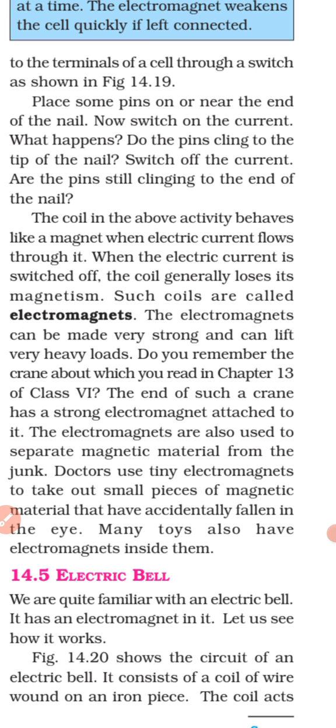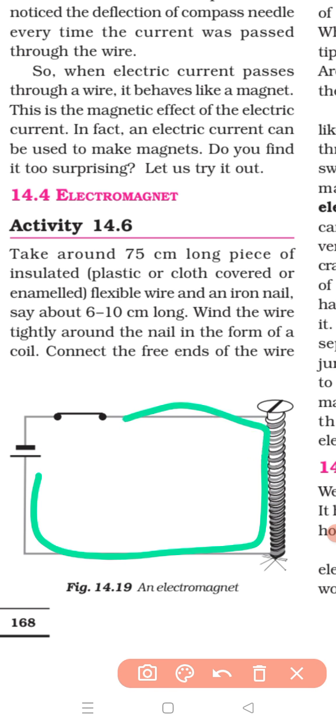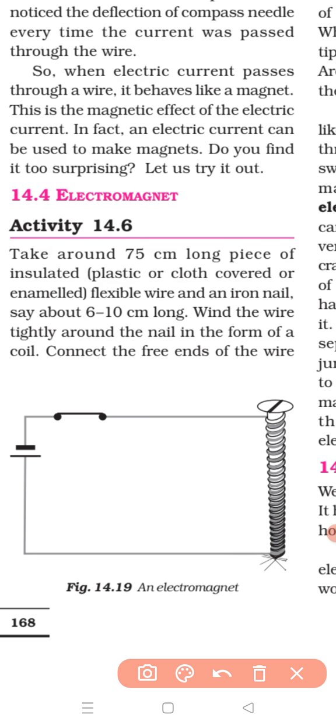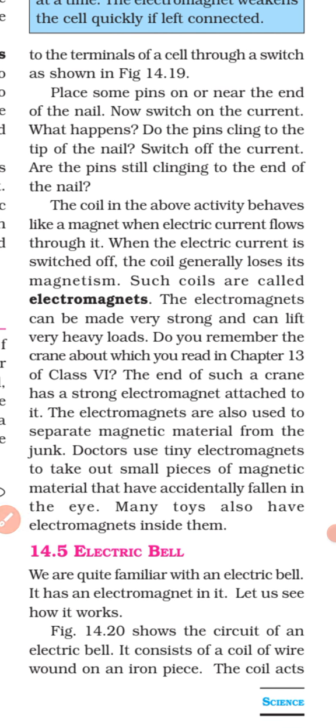But when the switch is on, now switch on the current, what happens? Current will flow through the circuit. Yes or no? Then this iron nail will get magnetized, it will behave like a magnet, and it will start attracting the iron pins. Do the pins cling to the tip of the nail? Yes. Switch off the current. Are the pins still clinging to the end of the nail?